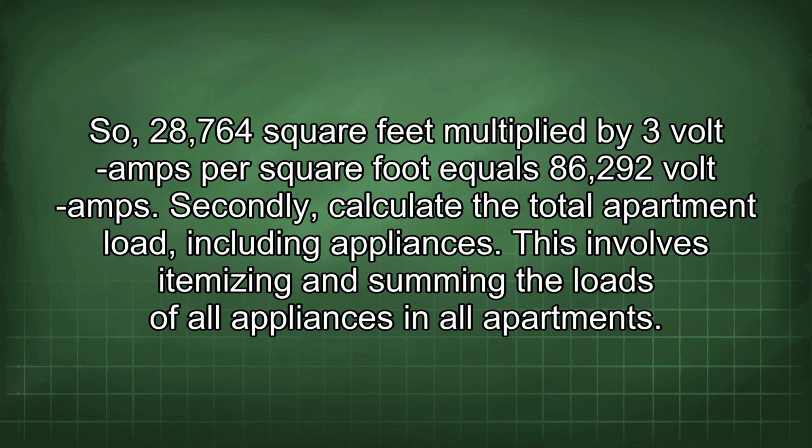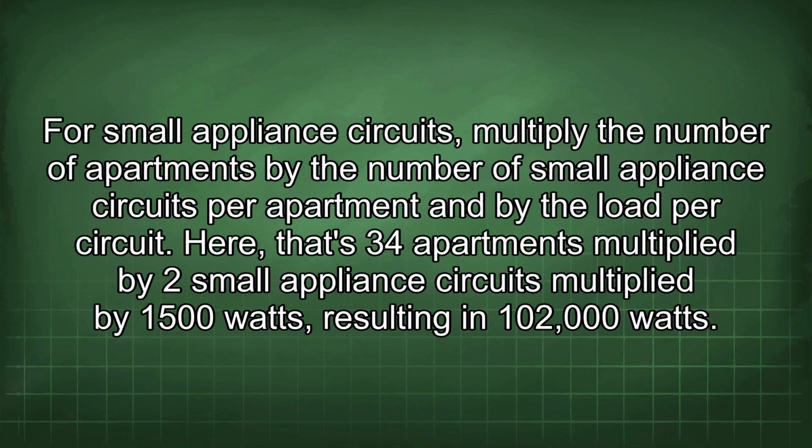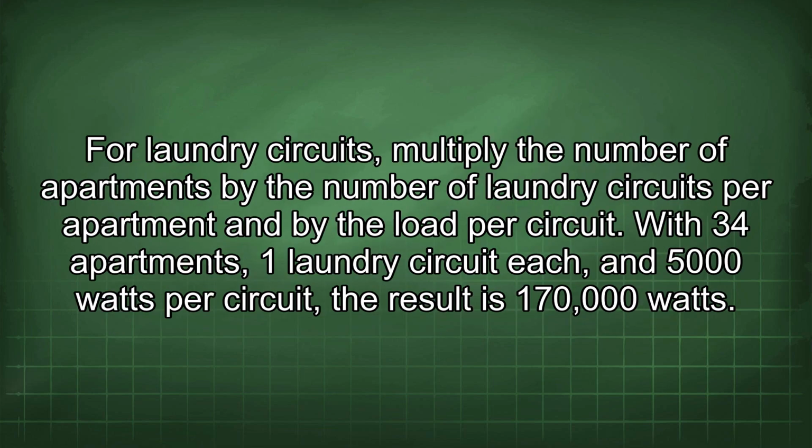Secondly, calculate the total apartment load, including appliances. This involves itemizing and summing the loads of all appliances in all apartments. For small appliance circuits, multiply the number of apartments by the number of small appliance circuits per apartment and by the load per circuit. Here, that's 34 apartments multiplied by 2 small appliance circuits multiplied by 1500 watts, resulting in 102,000 watts.